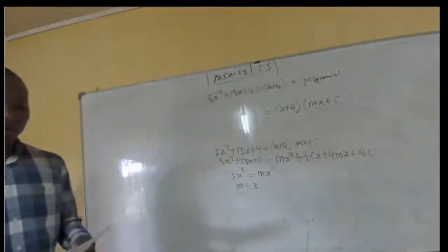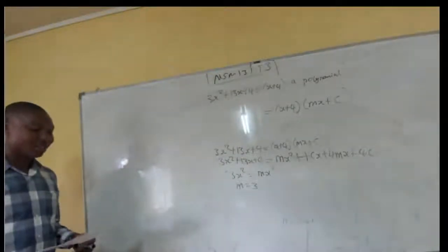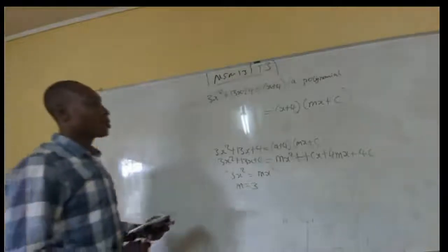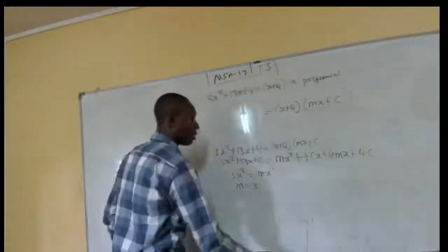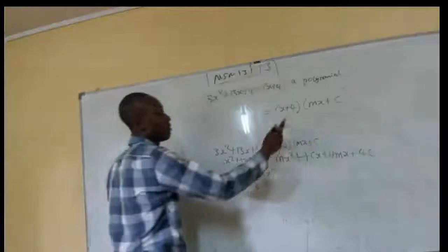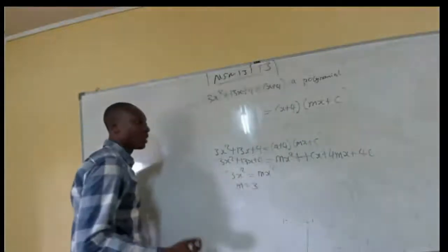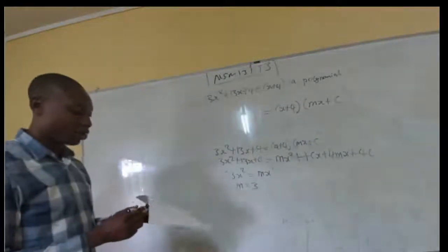Next up, determine the polynomial. Now we want to know what the polynomial is. The polynomial is mx plus c, so we need to find the value of c. We can find c in two ways.